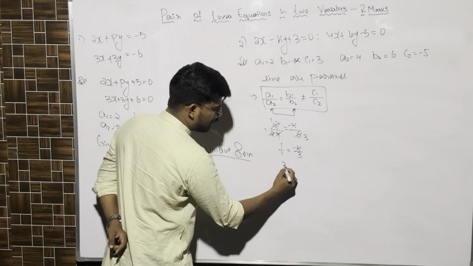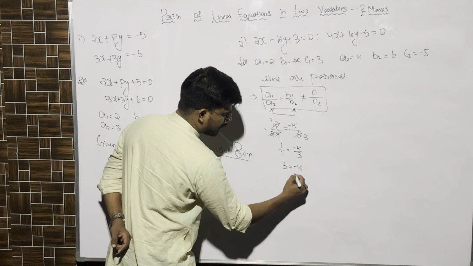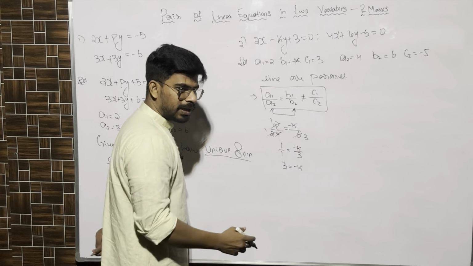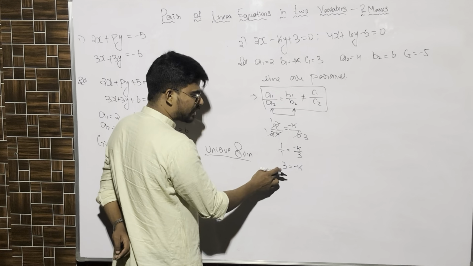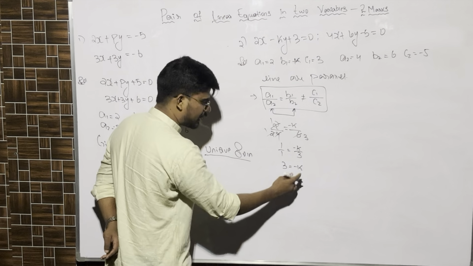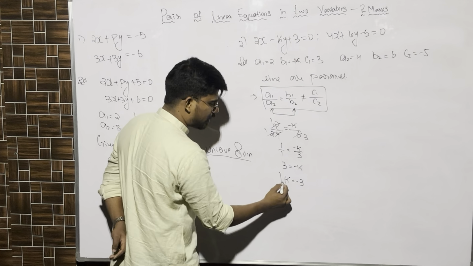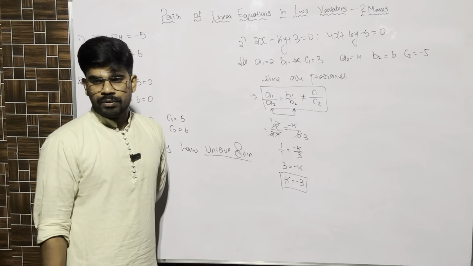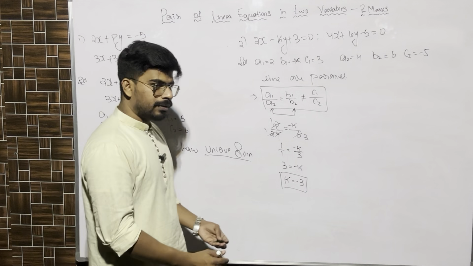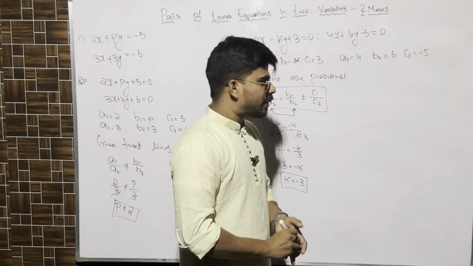3 1s are 3, 1 into minus k. Actually we have to multiply both sides by minus, this will become minus 3, minus of minus k is plus k. So therefore k is equal to minus 3, or simply remember we are transferring minus to this side. K is equal to minus 3. Clear? C1 by C2 is not required.